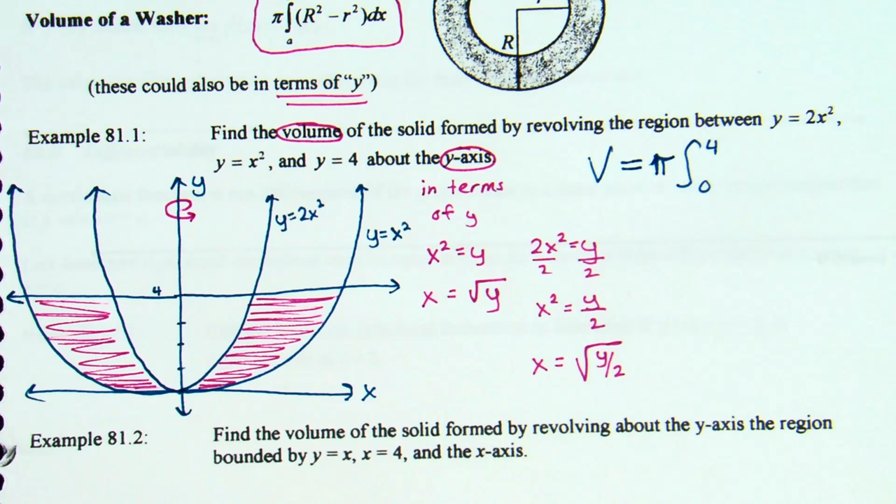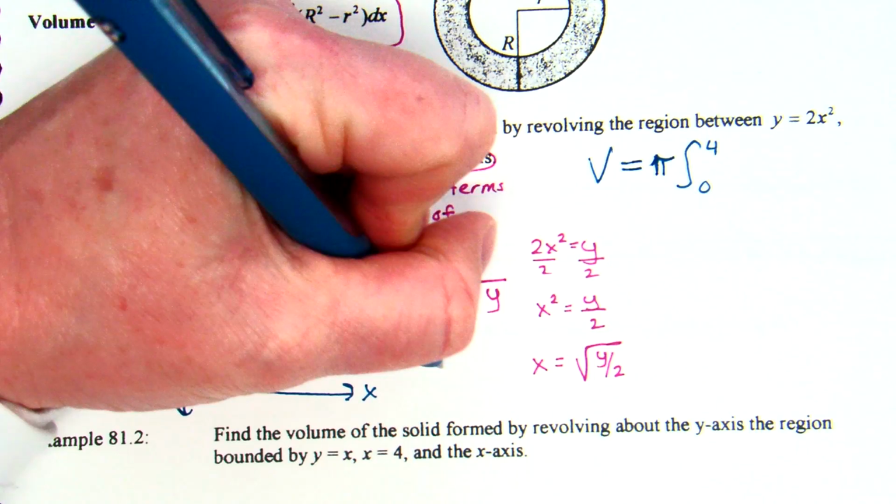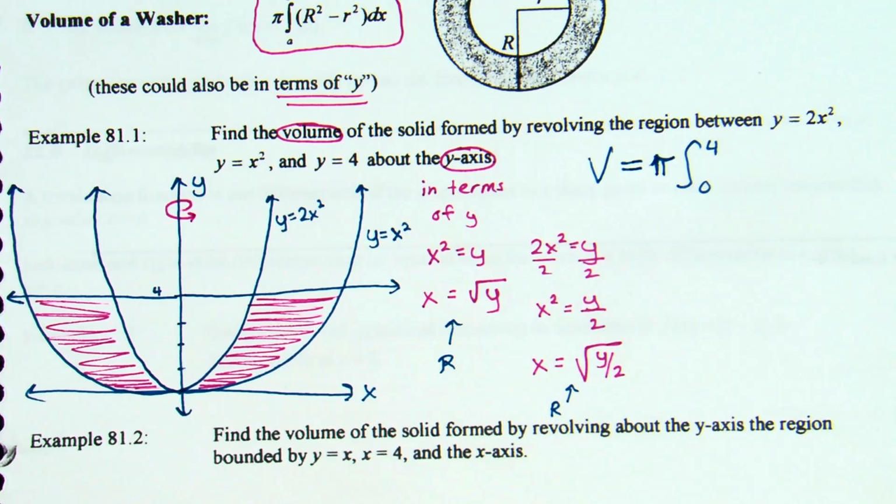What's big R squared? The square root of y over 2. Actually no, it's not. I had to stop and think for a moment. As we rotate it, you want the one farthest from what we're rotating around. So what's farthest out from the y-axis? It's y equals x squared, which was x equals square root of y. So this is going to be our big R, and our little r is going to be the one with the fraction. And this is why we draw a picture, right?